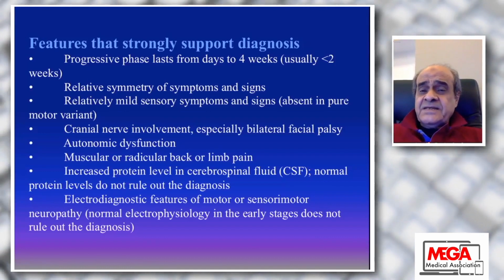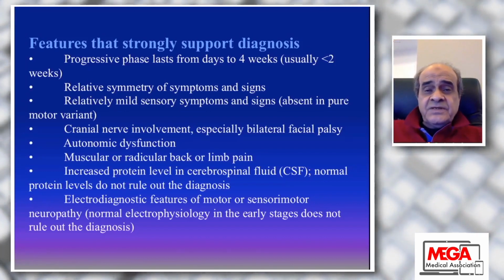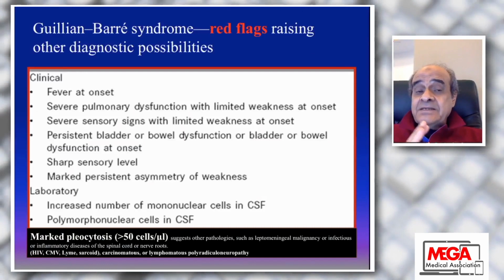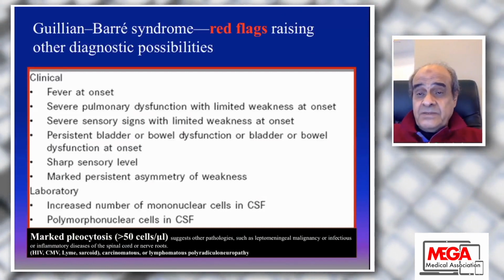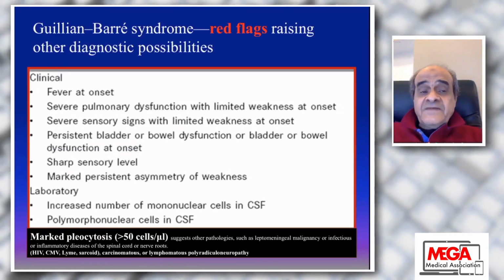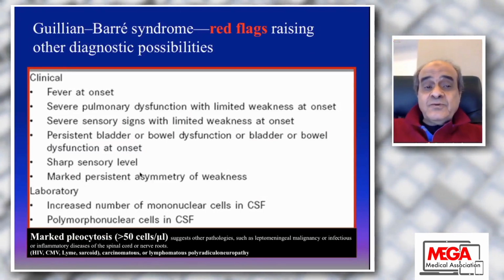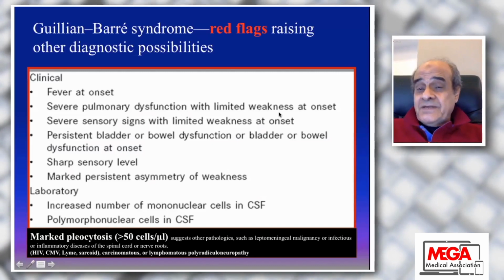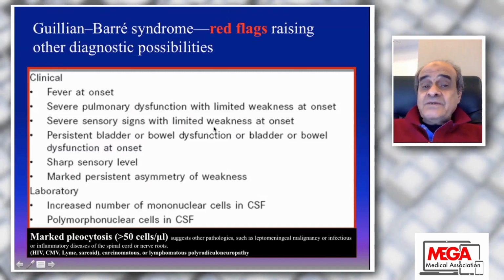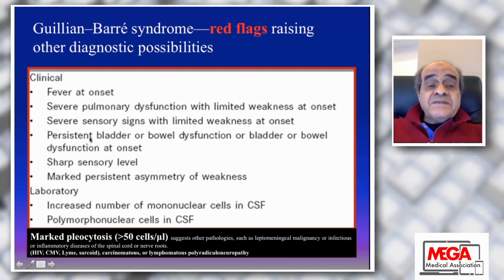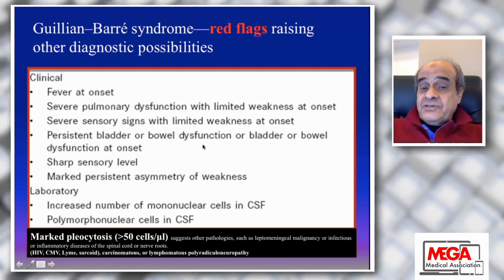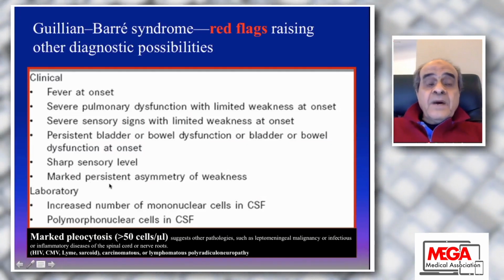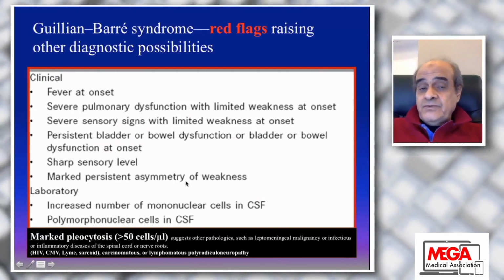Electrodiagnostic features, such as latency and delay in conduction and F wave, are characteristic of Guillain-Barré syndrome. But we have to raise red flags and start to think of another problem, not Guillain-Barré syndrome, if we find these points. If the patient presents with fever at onset of the disease. If there is severe pulmonary dysfunction with limited weakness at onset. If there are severe sensory signs with limited weakness at onset. If there is persistent bladder or bowel dysfunction at onset, or a sharp sensory level, maybe spinal injury, or marked persistent asymmetry of weakness, as Guillain-Barré syndrome is always symmetric.